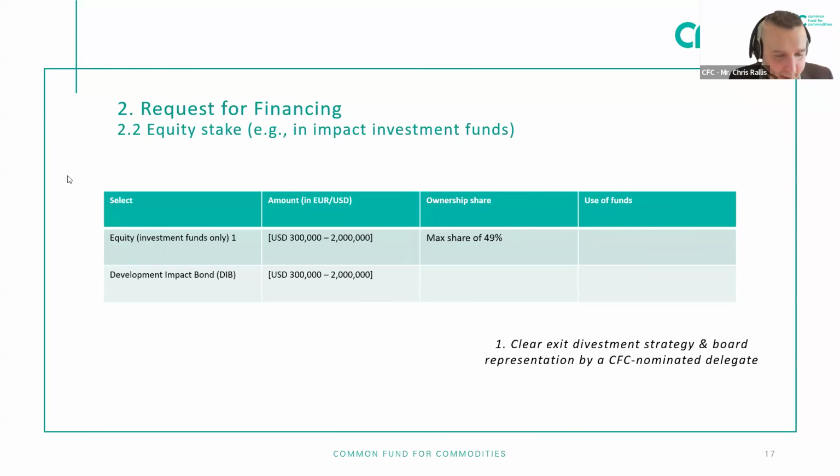The next one is our development impact bonds. Now, this is one of the most recent innovations here in the CFC and one of the first facilities of this type in the world. So what is the development impact bond? It is basically outcomes-based financing. And when we talk about outcomes, we mean real, tangible impact on the ground.